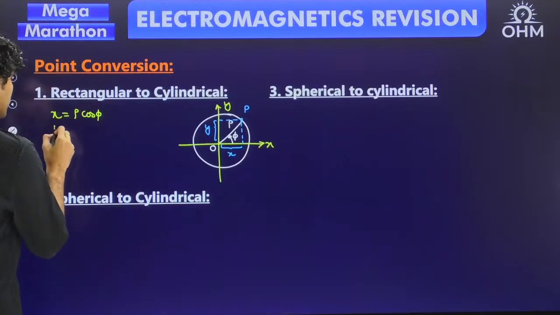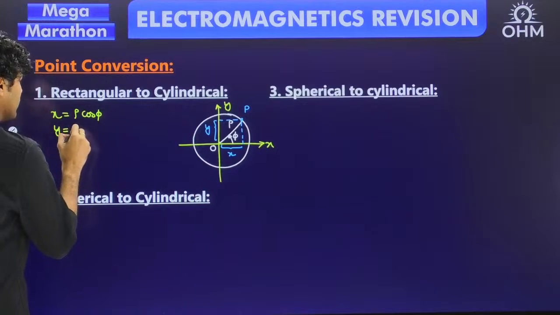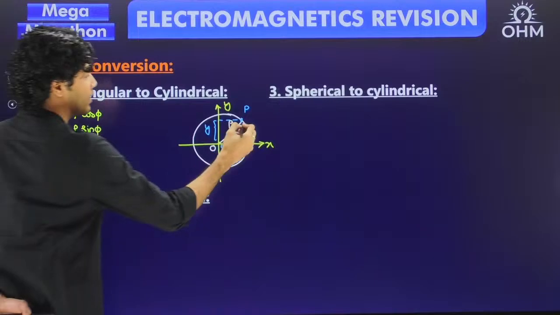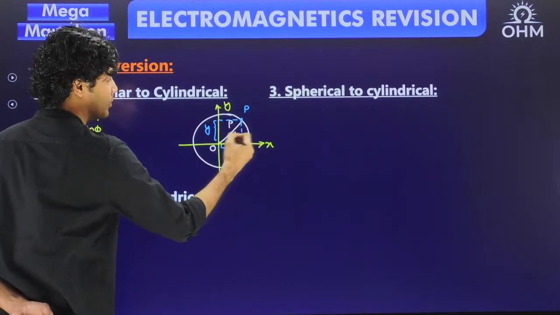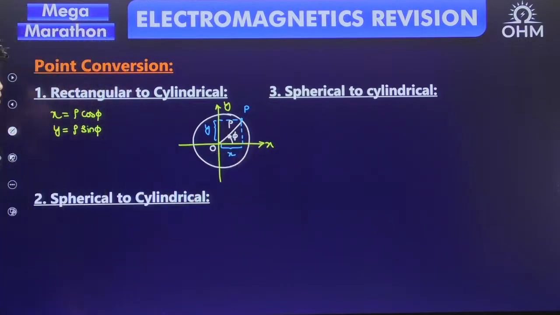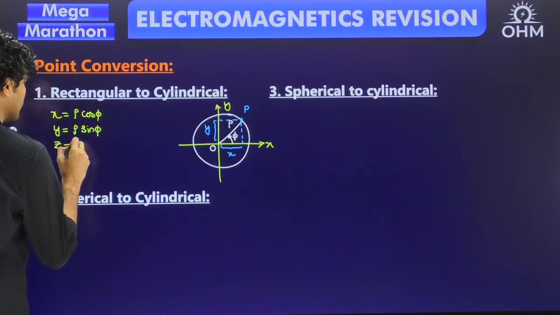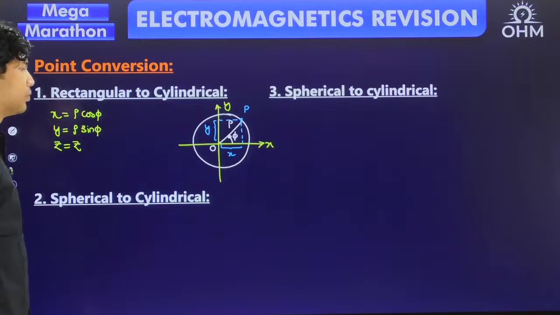And similarly, what about y then? Y is nothing but rho times sin phi, because the y distance is basically opposite to that of phi, so this becomes rho times sin phi. That's it. And what about z? Z in case of cylindrical and rectangular, both are same, so z becomes equal to z.